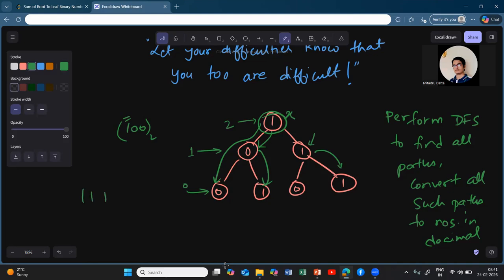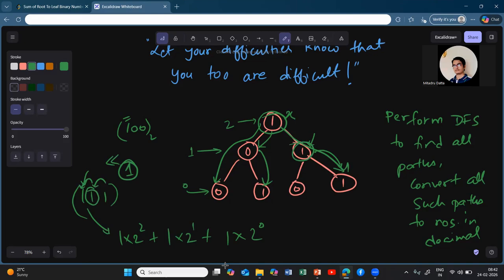See, 1, 1, 1, how do you calculate? If you are seeing this path, you multiply 1 into 2 to the power 2 plus 1 into 2 to the power 1 plus 1 into 2 to the power 0. This power is maximum for the root node, and it is equivalent to saying that the root node is left shifted 2 times. This node 1 is left shifted 1 time.